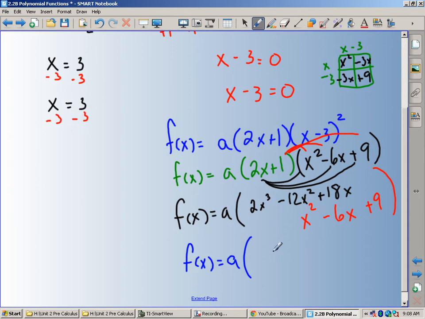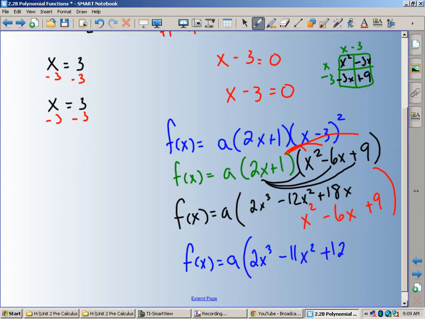So there's no other x cubed, so 2x cubed is part of my solution. If I combine together negative 12x squared and 1x squared, I have negative 11x squared. If I have 18 minus 6, I have 12x, and then plus 9. So this is my final solution.